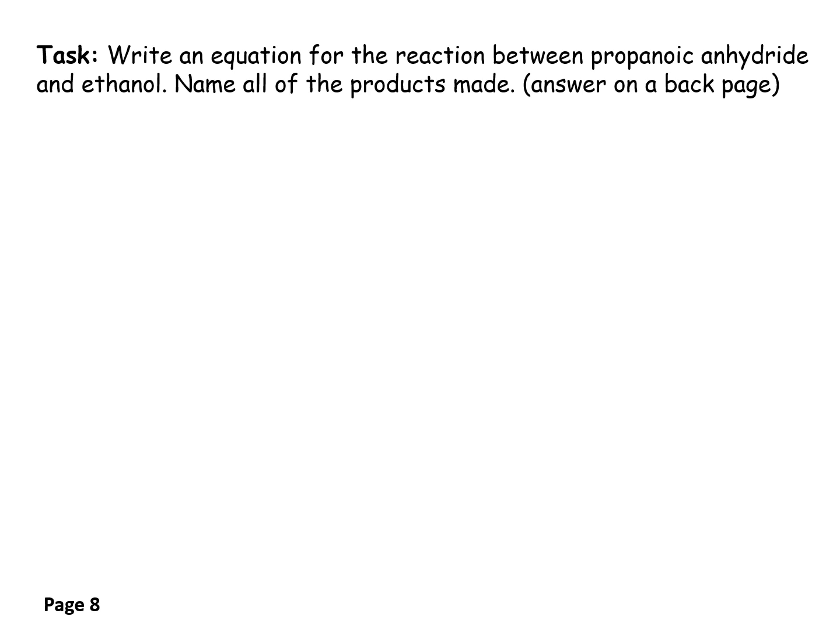Time for a practice then. So your task is to write an equation for the reaction between propanoic anhydride and ethanol, and you're asked to name all of the products made. So if you've got your booklet, you can answer this on the back page. So the name of the anhydride has changed, propanoic anhydride. So think back to what the ethanoic anhydride looked like and see if you can work it out. Okay, so pause the video or PowerPoint, give it a go, and then press play when you're ready to check your answer.